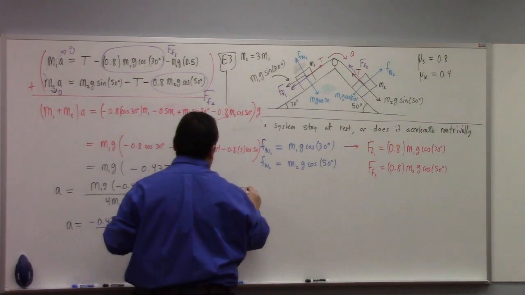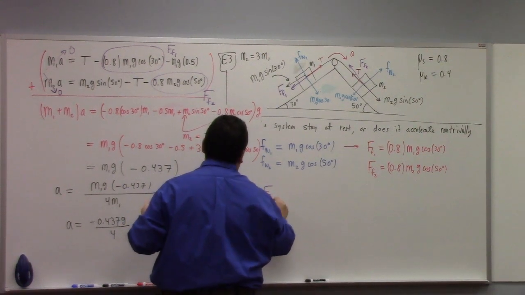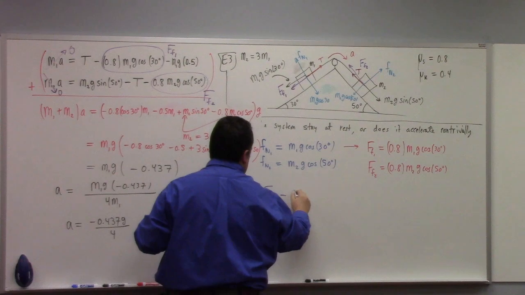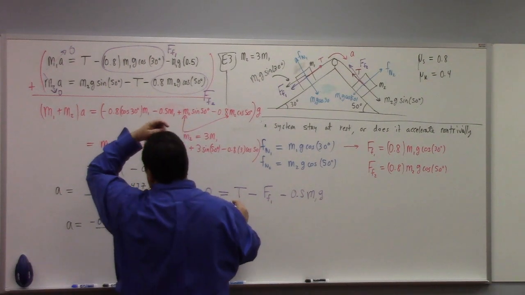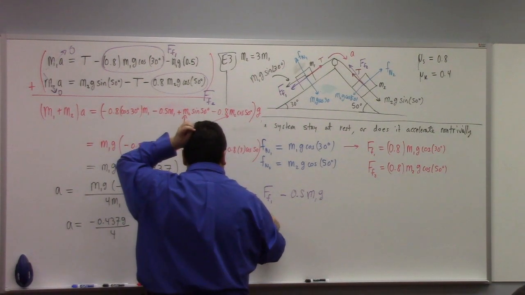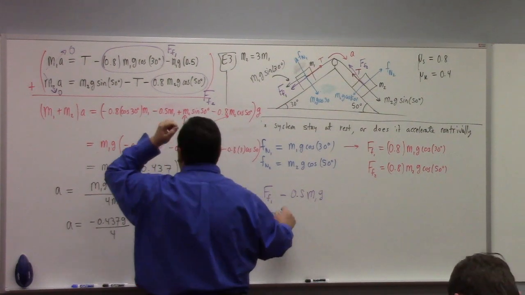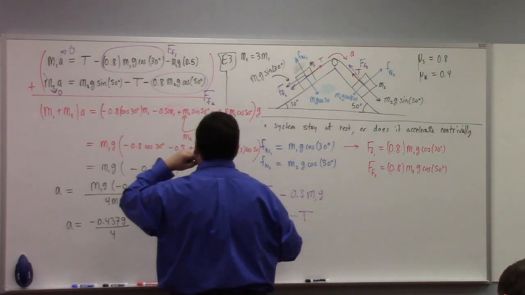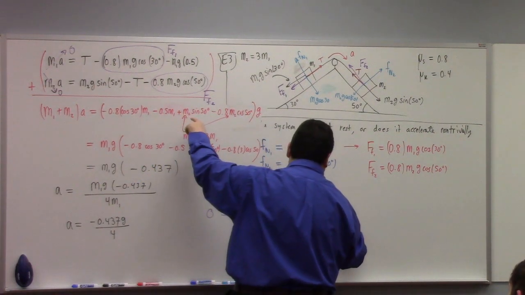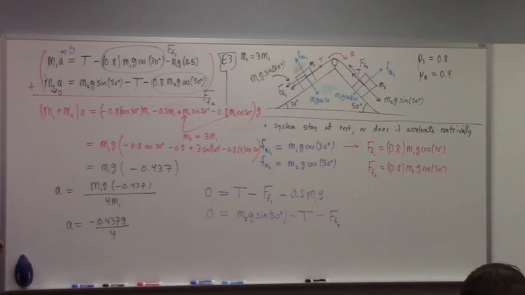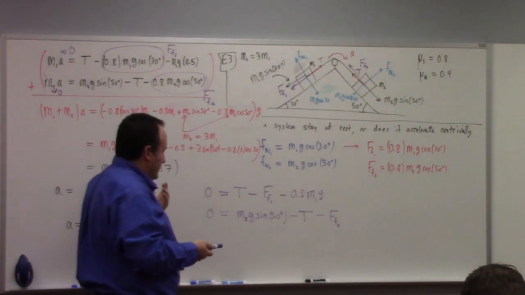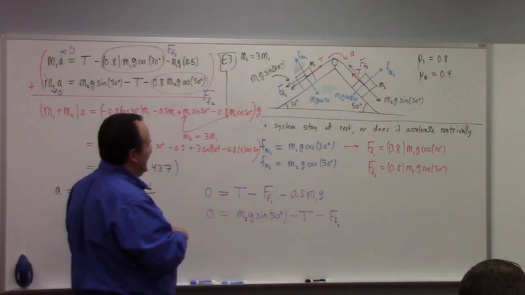0 is equal to the tension, we still don't know, minus the force of friction on 1, minus 0.5 m1g. And then the other equation, 0 is equal to m2g sine of 50 minus T minus the force of friction on 2. I'm assuming, of course, that the directions that we gave to the friction are still reasonable. I think those are the reasonable directions for the forces of friction to be realized, right? And then, okay, well, there's still something missing, isn't there?